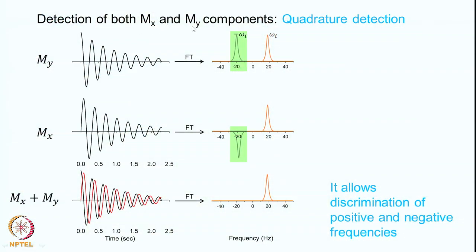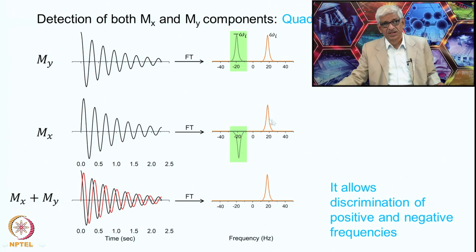Now if I were to detect both the components, MX and MY, this is called quadrature detection. Now in quadrature detection, the Y component is giving me these two frequencies, plus omega and minus omega. The MX component is giving you again two frequencies, but notice that what I have written here are absorptive signals, and this comes as a result of phase correction. After I do a 90 degrees phase correction on the dispersive signals which we collect with the MX component, then I get this absorptive phase, because between the absorptive phase and the dispersive line shape there is only a 90 degrees phase shift.